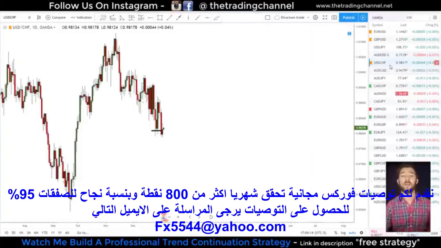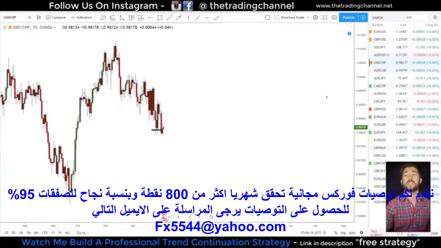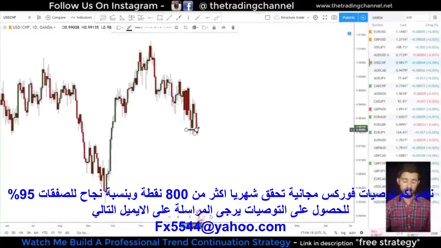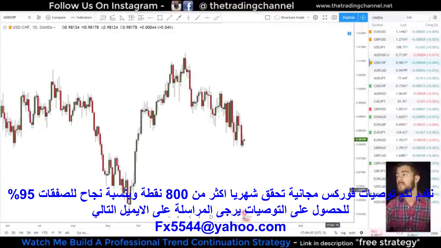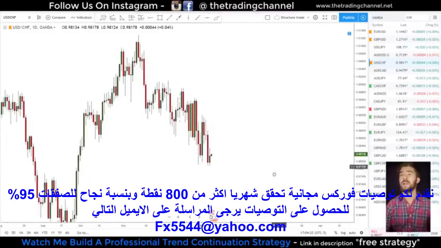And finally, the final pair of the day is going to be the dollar Swiss. Here we are on the daily chart of the dollar Swiss. Let's delete that. Go ahead and zoom in a little. Here we've had a reversal situation.